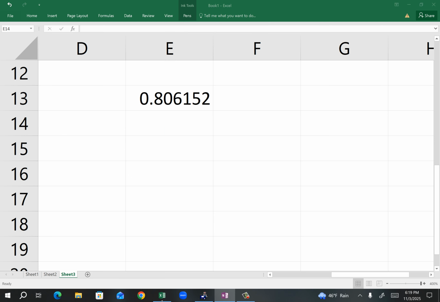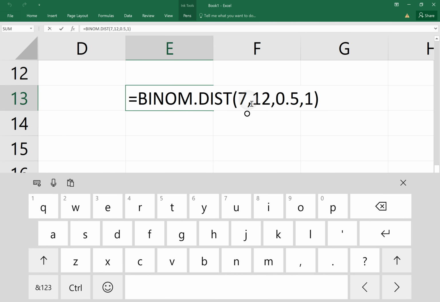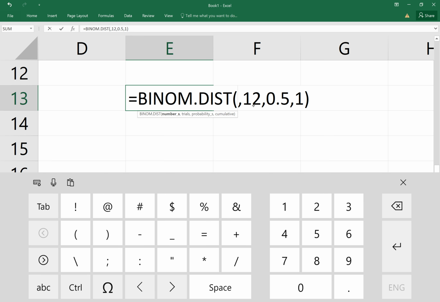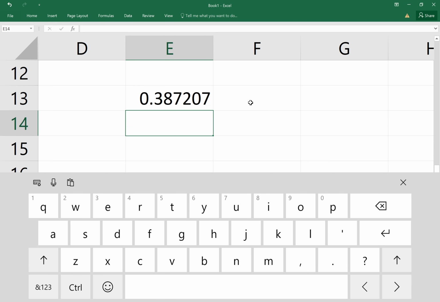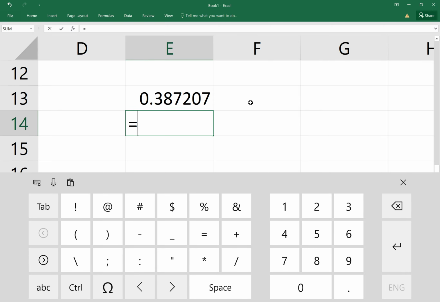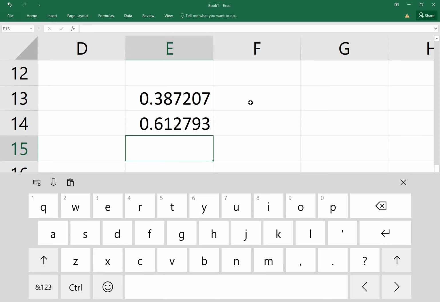You with me, bro? So over here, I'm just going to cheat. I'm going to copy this one, okay? If that's okay with you, I'm just going to cheat and copy that one. Bam. So I get 38%. So equals, now watch this, equals 1 minus that fella, about 61%.